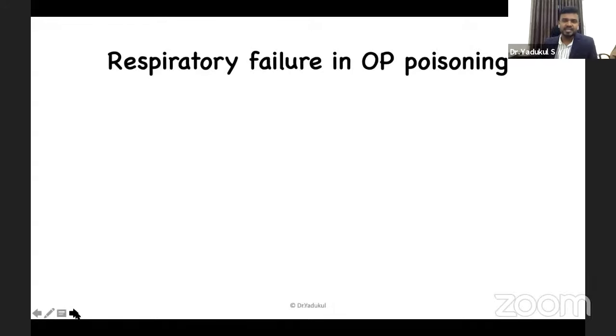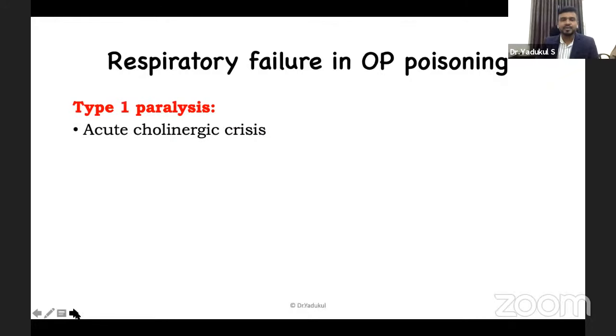Apart from these main types of symptoms, we do have respiratory failure in case of organophosphorous poisoning. There are two types of respiratory failure, type 1 and type 2. What is this type 1 paralysis? It is basically due to the acute cholinergic crisis. As I told in the pathophysiology, there is an acute rise in acetylcholine in the body that gives rise to type 1 paralysis. It usually occurs within 24 hours of the consumption of the compound.